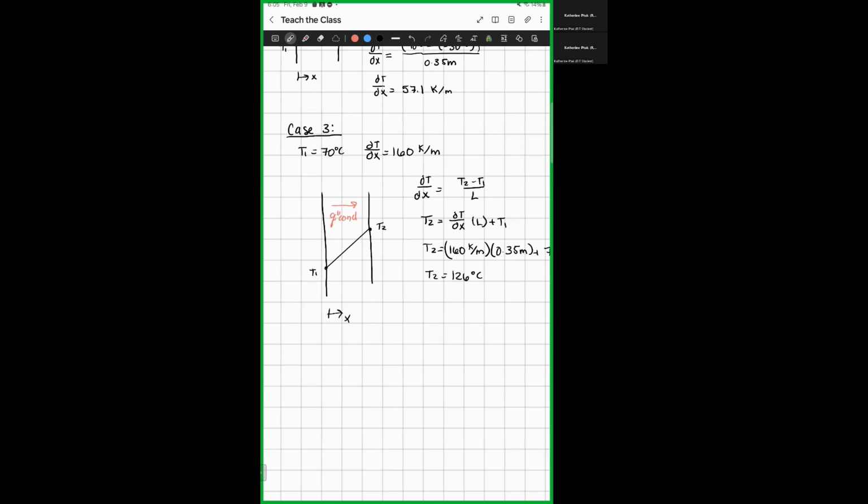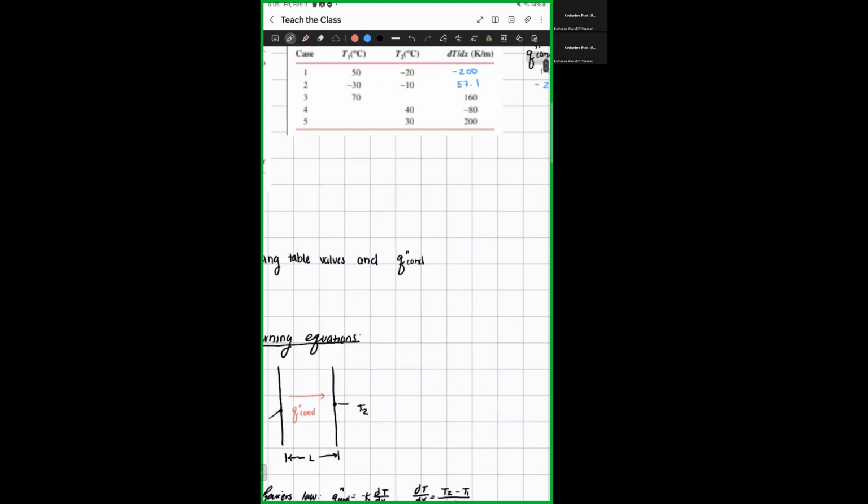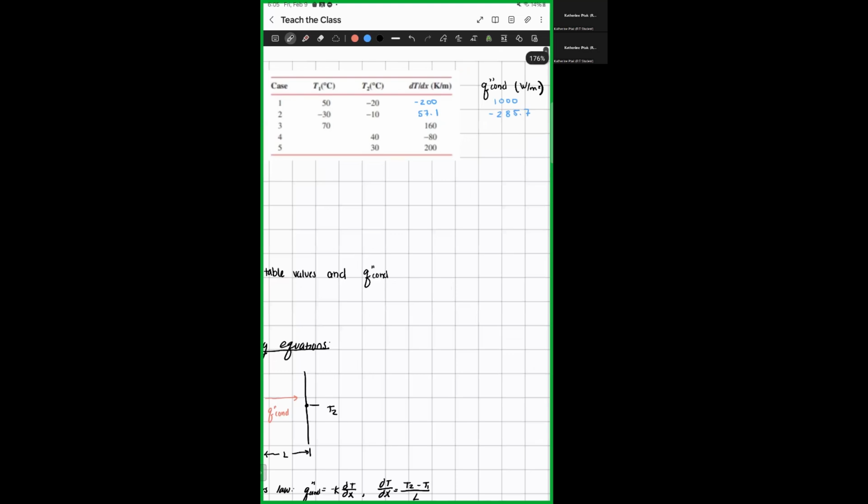We drew Q conduction going in the positive x direction, but heat transfer is actually going from T2 to T1. So it's in the negative direction. It's a negative Q conduction. Let's add our values up here to our little chart. So we have 126, and then we have negative 8,000.